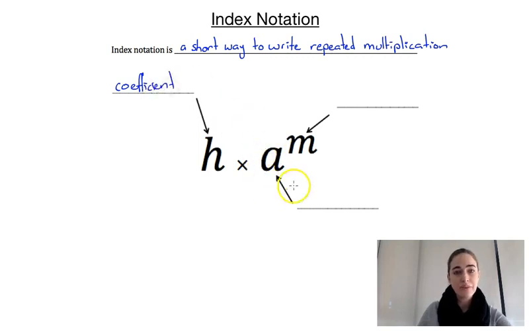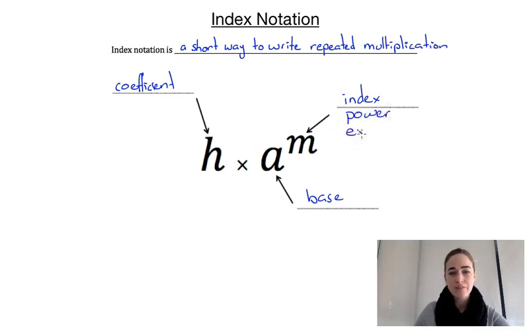Then we have a number on the base, and we have this number up the top. Now this number up the top can have a lot of different names. It might be called the index, hence index notation. Sometimes it's called the power, and other times it's called the exponent. Exponent's probably one that you don't hear as often, but all three of those words mean the same thing.